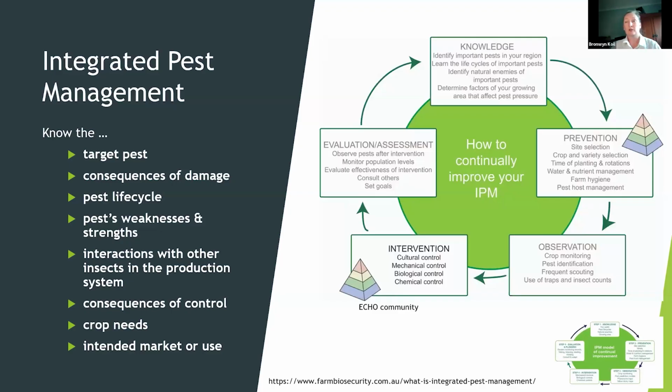So as I explained, we're going to be using an integrated pest management approach. Now I'm going to use the term IPM because it's so much easier to say. So where we start first is identifying our target pest, and in this case it's Queensland fruit fly. When we're looking for an IPM plan, we come up with answers about the consequence of the damage that this pest can do. We often look at the pest life cycle so that we understand where those weaknesses and strengths are. We look at how that pest interacts with other insects in our production system.